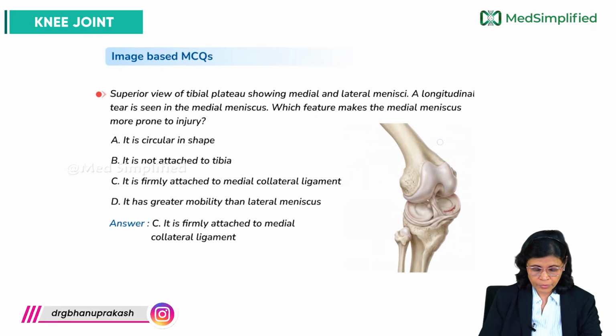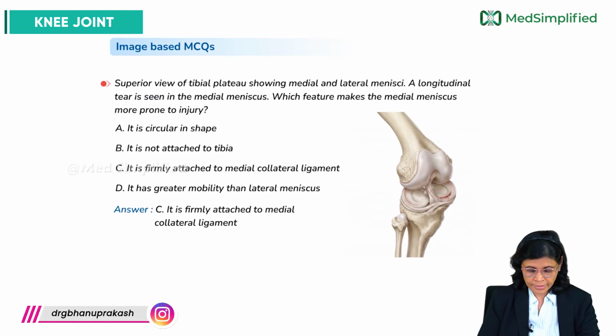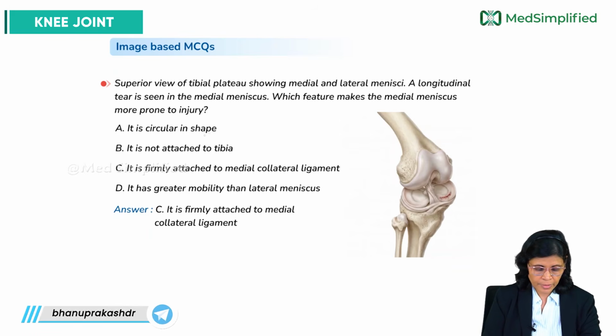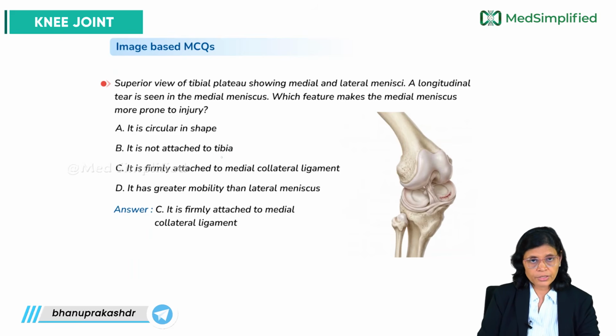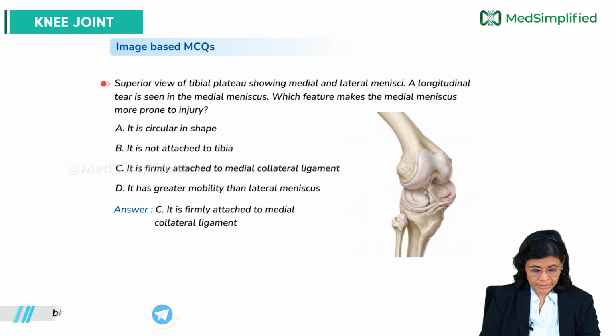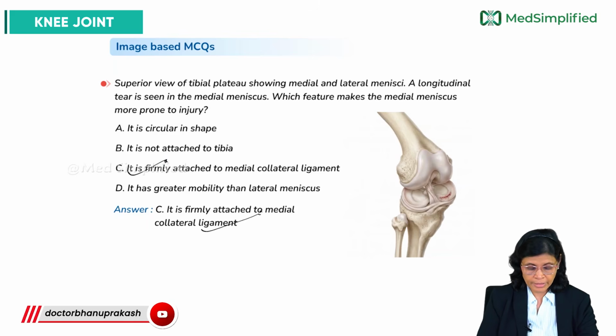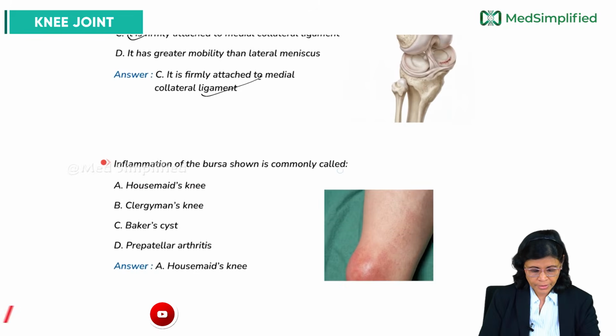Next, a superior view of the tibial plateau showing medial and lateral menisci. A longitudinal tear is seen in the medial meniscus. Which feature makes the medial meniscus more prone to injury? It is circular in shape? No, it is semilunar in shape. It is not attached to the tibia? It is attached to the plateau by the coronary ligament. It is firmly attached to the medial collateral ligament. Yes, this is right. Because of that feature, it is more prone to injury.